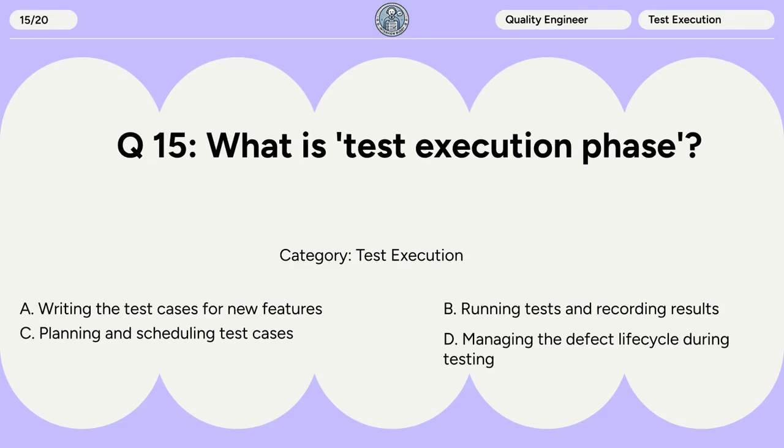Question 15. What is test execution phase? A. Writing the test cases for new features. B. Running tests and recording results. C. Planning and scheduling test cases. D. Managing the defect lifecycle during testing.